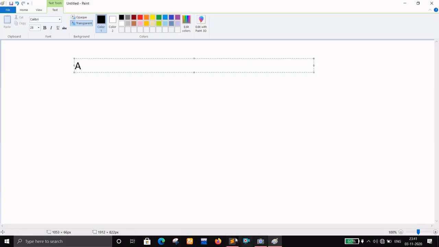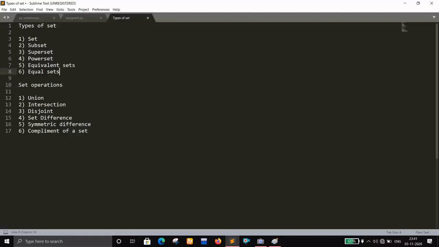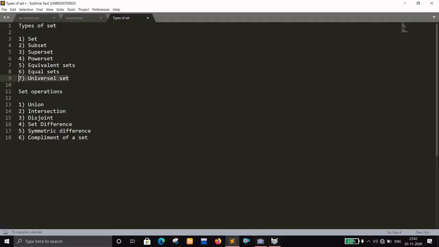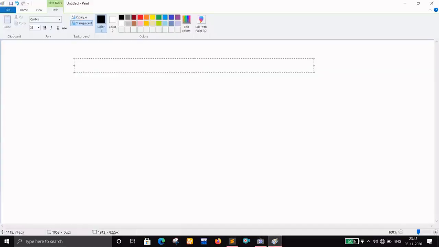Oh, I'm sorry. I need to include another topic here, which is universal set. I'm extremely sorry for this. Before going on to set operations, this is really, really important. In fact, this is one of the most important topics. Universal set is the set which contains all the elements in a given context.